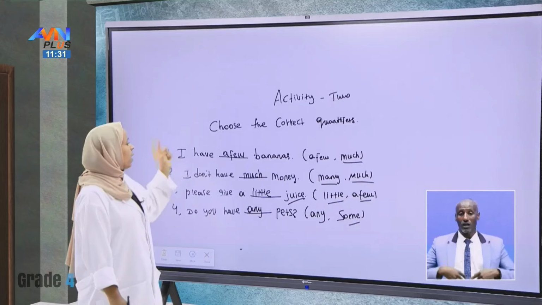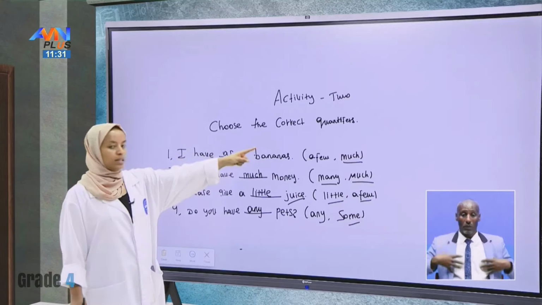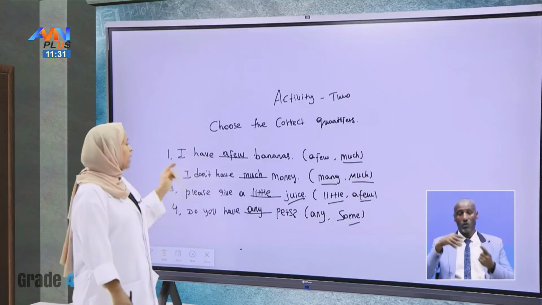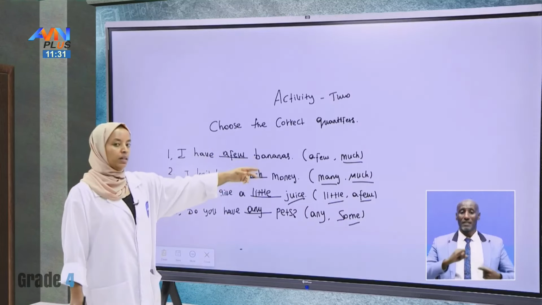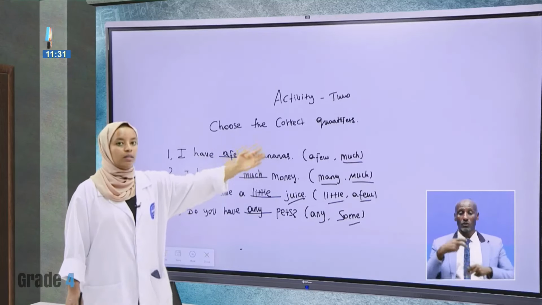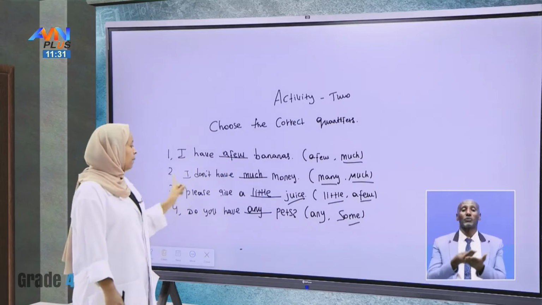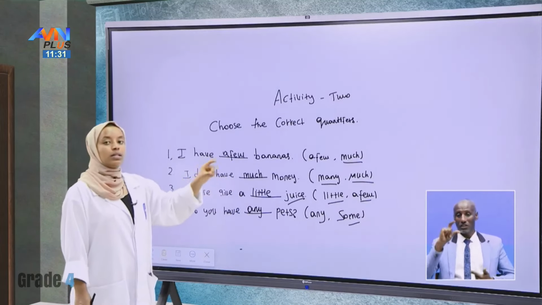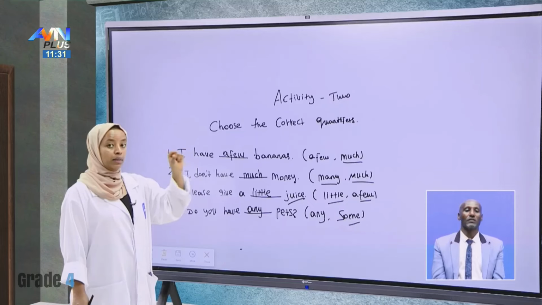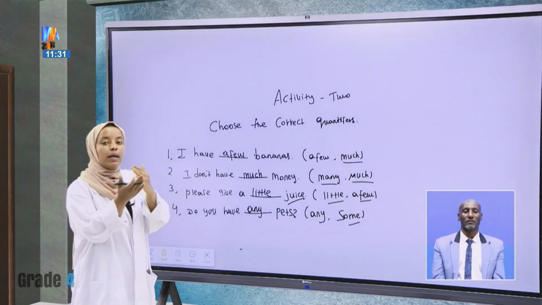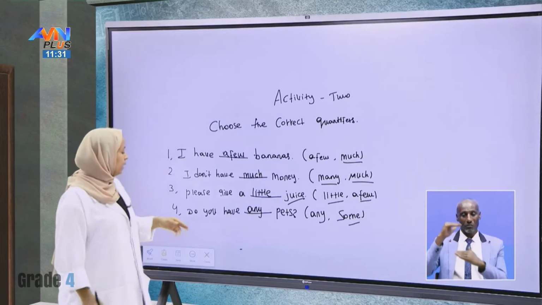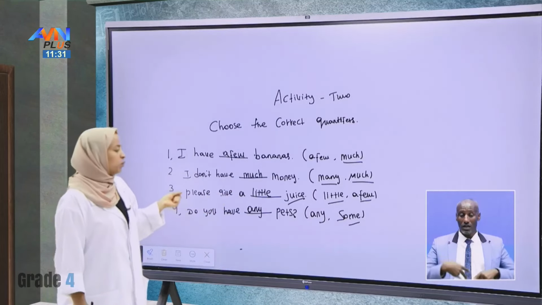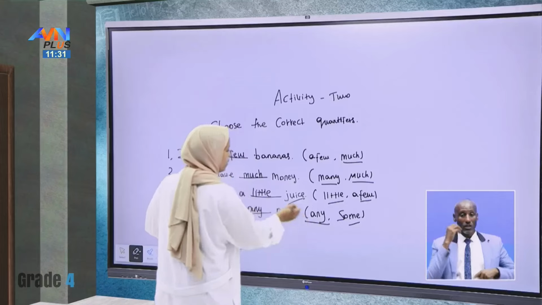Let me read. I have a few bananas, because bananas is a countable noun. I do not have much money. Money is an uncountable noun. We can use much. Please give me a little juice. A little juice is uncountable, and also a small amount. And also, do you have any pets? We can use any instead of some.